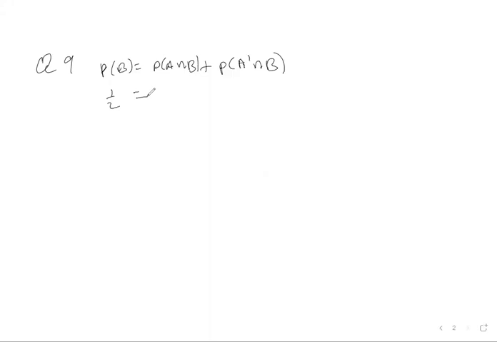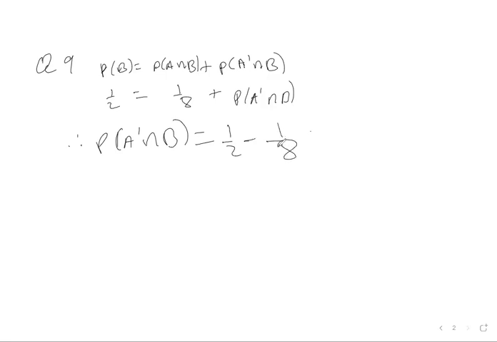Yes, sir, we have. What is the probability of A intersection B? It's 1/8. Okay. So you're saying that this is 1/8, then plus the probability of A complement intersection B. So we're able to substitute into the formula and say P of A complement intersection B is equal to 1/2 minus 1/8. Since you are experts at subtracting numbers, you get 3/8. So that is for part A.